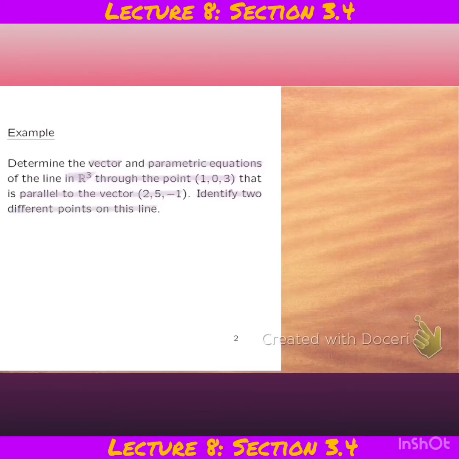So now it's just an application of what I've done up until now. So there they give me the vector v, and it's the vector 2, 5, minus 1, and they give me the point x0. It's the point 1, 0, 3. So I want the straight line through that point, but I want it to be parallel to that vector.